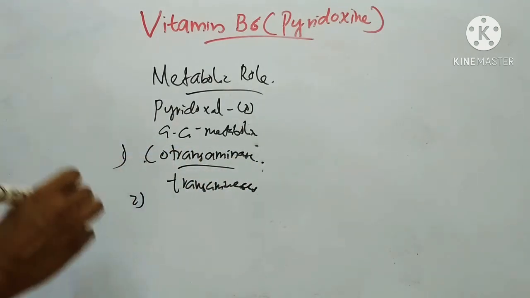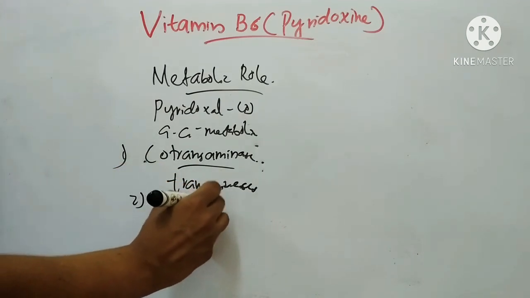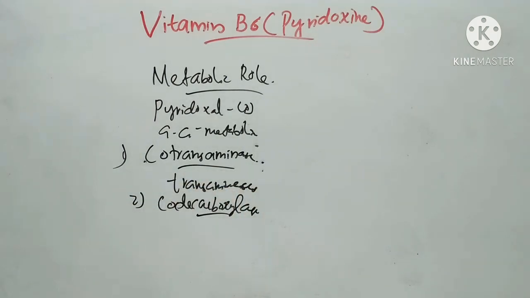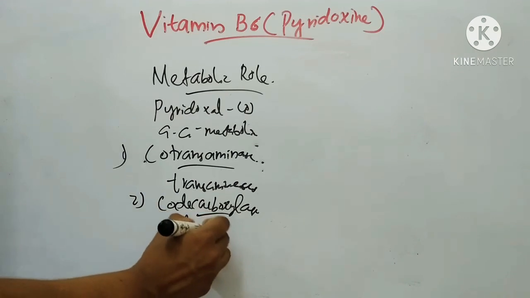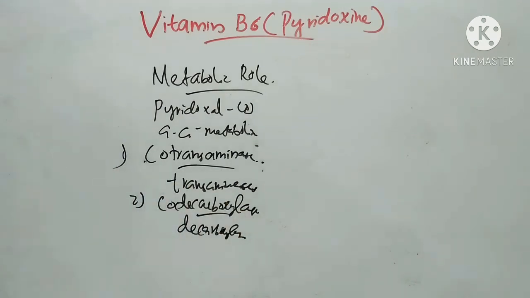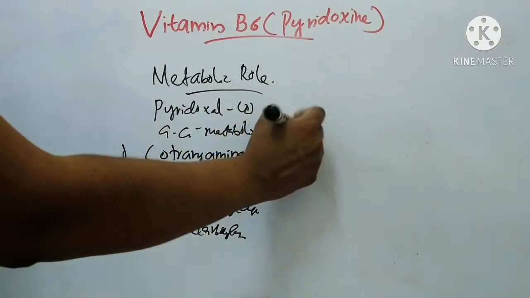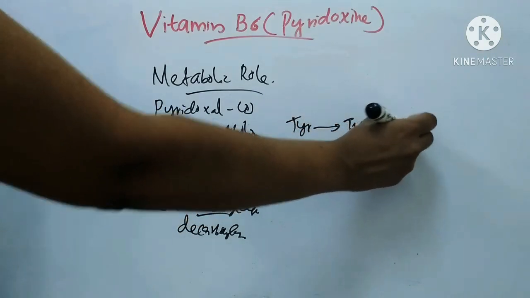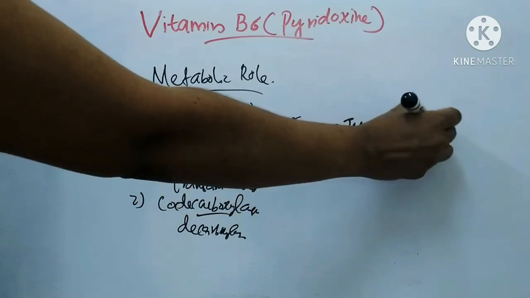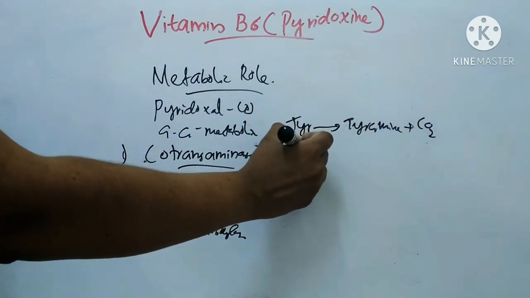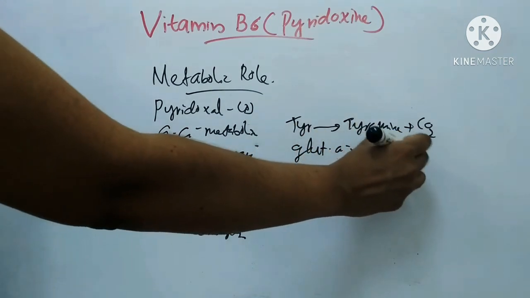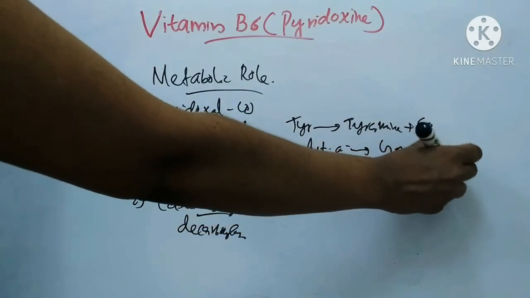Next is co-decarboxylase. It acts as a coenzyme for the enzyme decarboxylase in the decarboxylation reaction. Amino acids are decarboxylated to form corresponding amines. For example, tyrosine is decarboxylated to tyramine plus CO2 by the enzyme decarboxylase. Glutamic acid is converted to gamma aminobutyric acid plus carbon dioxide.